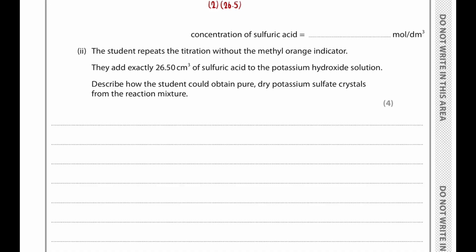Next one, the student repeats the titration without the methyl orange indicator. They add exactly 26.5 cm³ of sulfuric acid to the potassium hydroxide solution. Describe how the student could obtain pure dry potassium sulfate crystals from the reaction mixture.